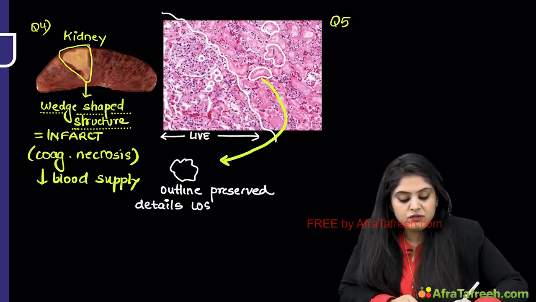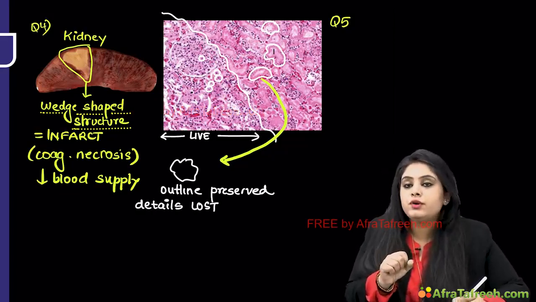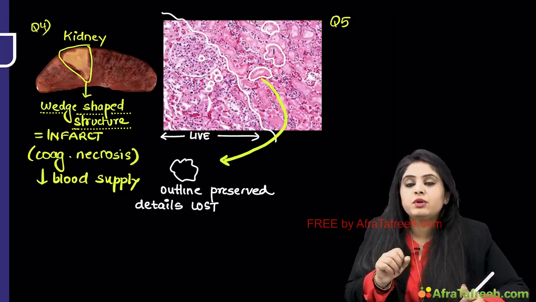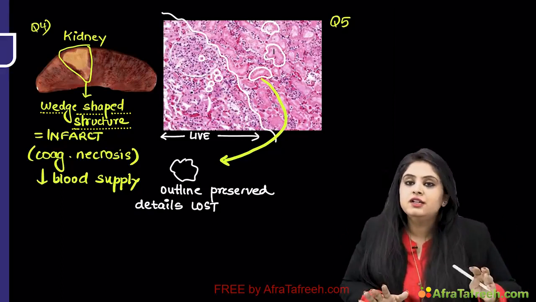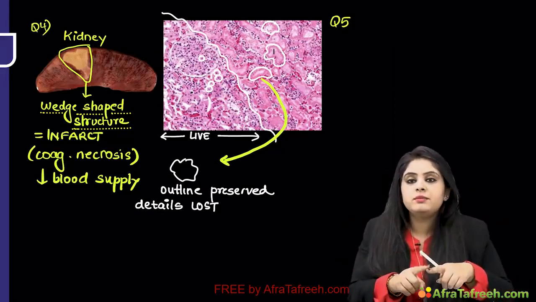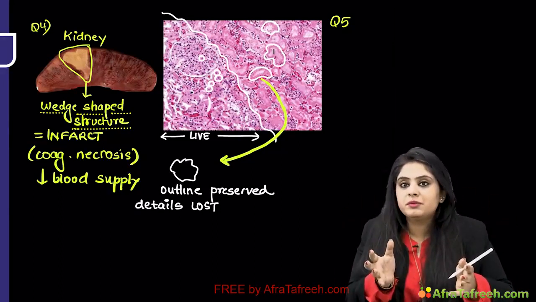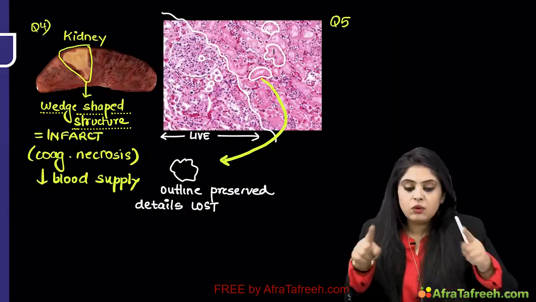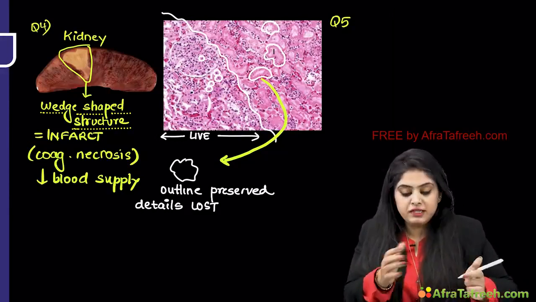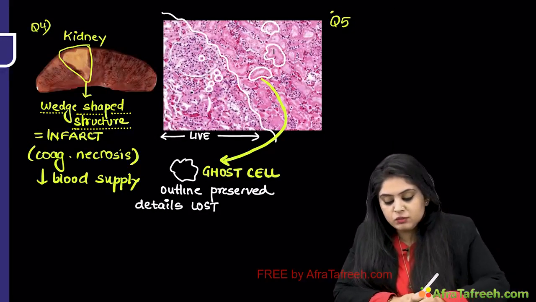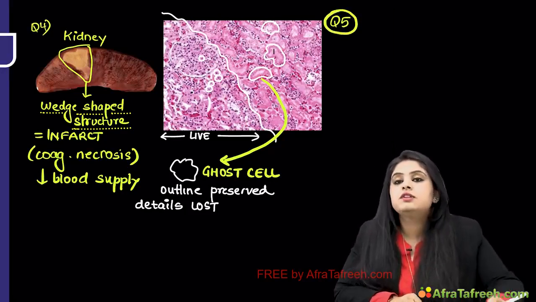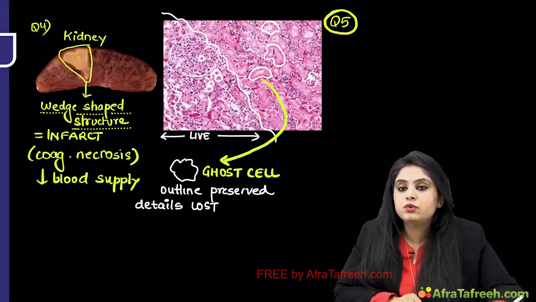So is it looking like those typical ghosts that they show you in your Bollywood movies? How do they depict a ghost in a Bollywood movie? Someone wearing a white color sheet. So you can see that white outline, but you can't see the face and the body of the person, right? Same way. Outline is seen. Details are not seen. And that is exactly why these are known as ghost cells. So yes, what is question number 5? How does it look like under the microscope? It shows you ghost cells.